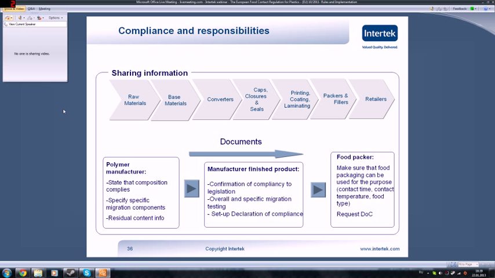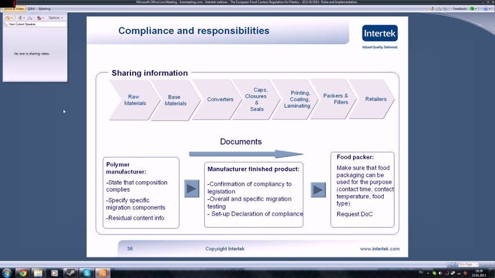Important on the DOC is as well, it needs to be given through the whole value chain. Of course, it looks different from step to step. For the raw material, you cannot give a final compliance on the product. You just can say that the composition and the raw material properties are right to be used in food contact applications. Then base materials are made of this.